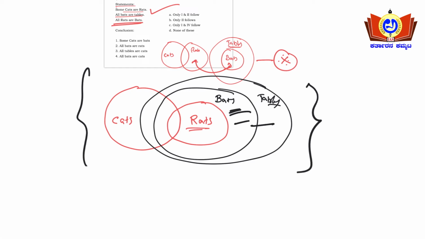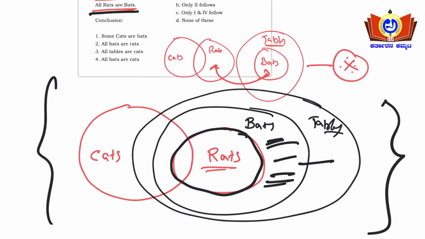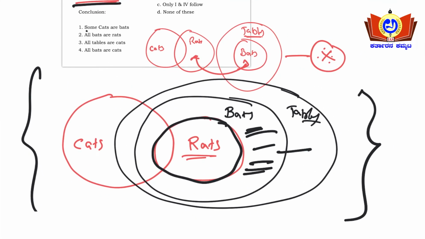All bats are tables here. Yes or no? And the third statement, all rats are bats. All the rats will be bats here. So the third statement also holds good for this diagram, my dear friends. Hence we shall see the conclusion now. Some cats are bats might be the probable option, my dear friends. According to this diagram, some cats are bats, it's not a probable option here.